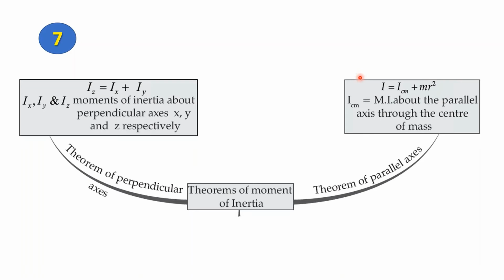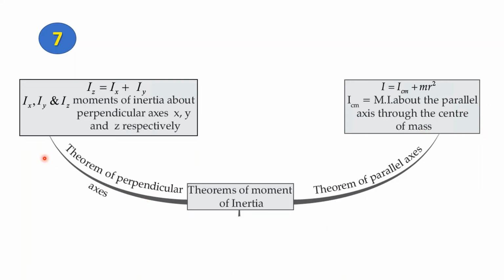So this gives you the parallel axis theorem. Now here ICM is the moment of inertia about the parallel axis through the center of mass. When you have to find the moment of inertia about an axis which is parallel to the axis passing through the center of mass, we use this formula for the theorem of parallel axes.